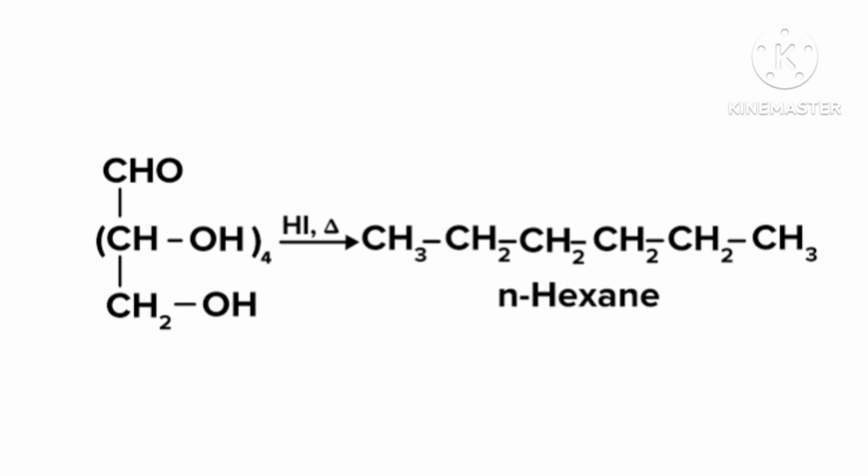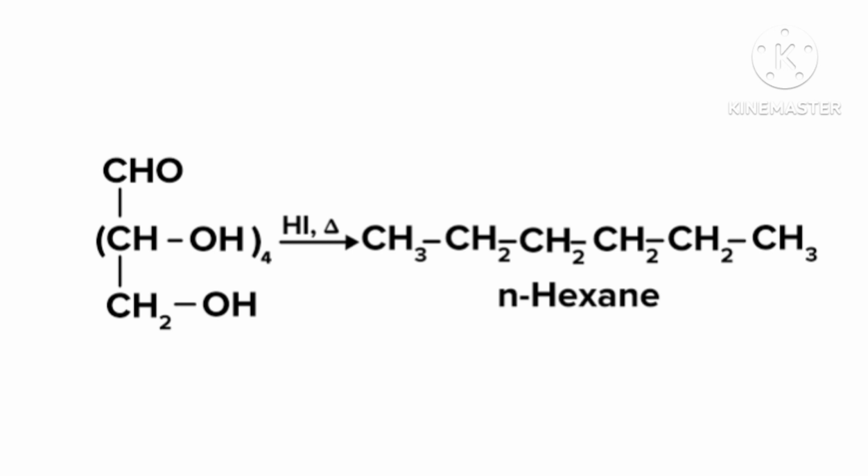A structure you are studying. Here you have studied that there are 6 carbons, 12 hydrogens and 6 oxygens in glucose. And that is why, when you heat it with HI, it will give normal hexane.